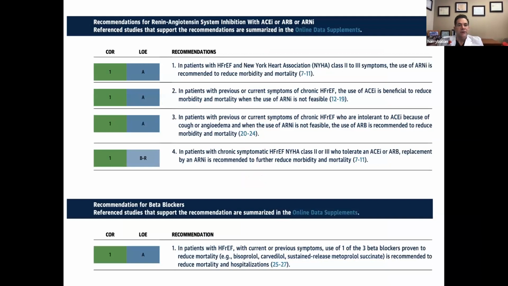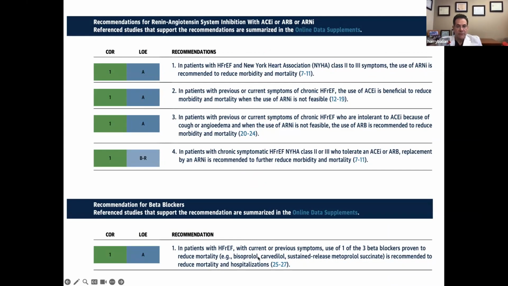So looking at patients and the recommendations for renin-angiotensin system inhibition with ACE or ARB, it's a class 1 indication in patients with HFrEF in NYHA class 2 or 3 and symptoms. The use of these medications is basically recommended to reduce morbidity and mortality. This is a class 1 indication.